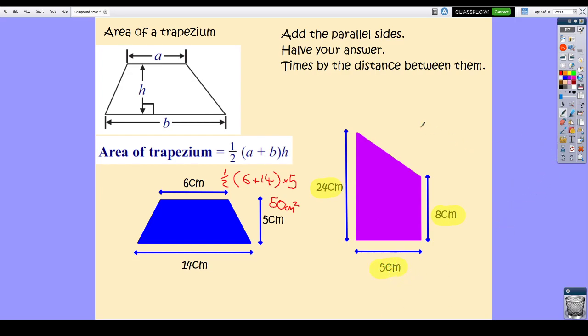So here we'd be adding our parallel sides, half the answer, and then times by the height between. So that's going to give us a half of 8 plus 24 times by 5. And again, BIDMAS, so do your brackets first, and then half, and then times by 5. And that's going to give us 80 centimetres squared.